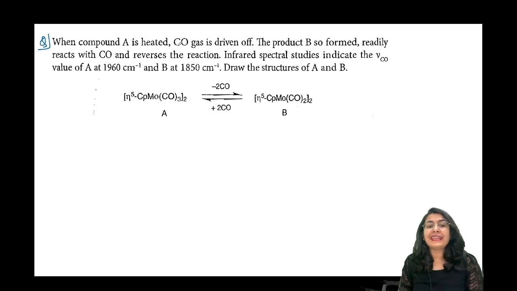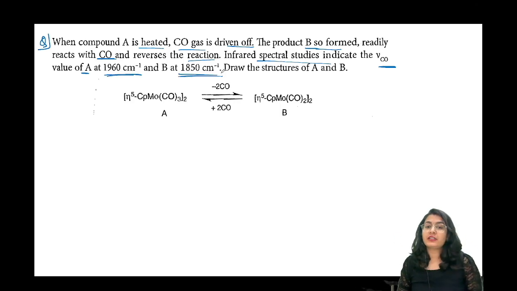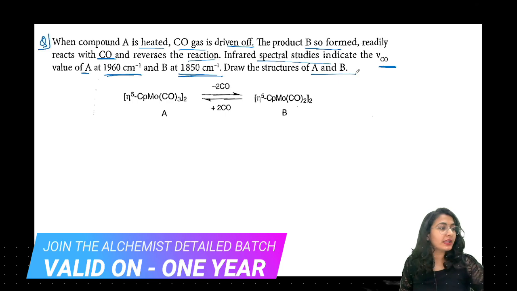When a compound A is heated, CO gas is driven off. The product B so formed readily reacts with carbonyl and reverses the reaction. Infrared spectral studies indicate that the carbonyl stretching frequency value of A is 1960 and B is 1850 centimeter inverse. You have to draw the structure of A and B. These are the most interesting questions that you have. Alright, structure determination question types are the most interesting. So what are we waiting for? Come on, try it on your own and then I'll be answering.